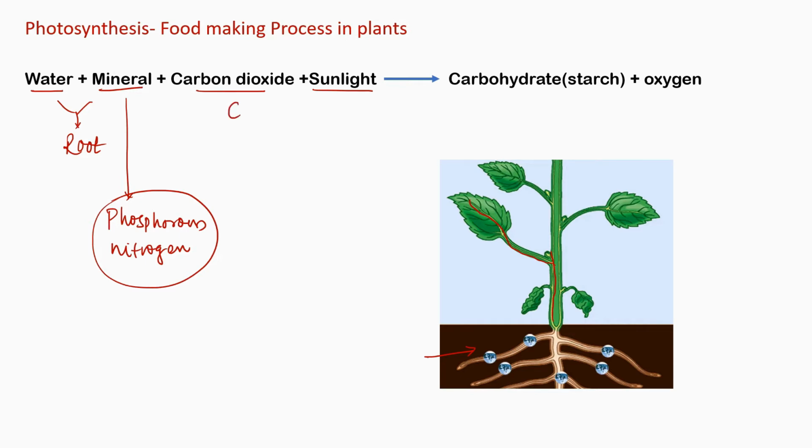Then comes carbon dioxide. The molecular formula we are writing like this, that is CO2. They are taking it up from the air. Then comes the sunlight they are taking from the sun, and they are making carbohydrates, and they are storing the food in the form of starch in the leaves, and in turn they will give out oxygen. They are taking carbon dioxide in and they are giving out oxygen.